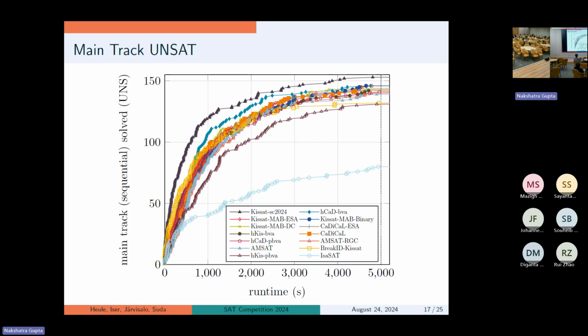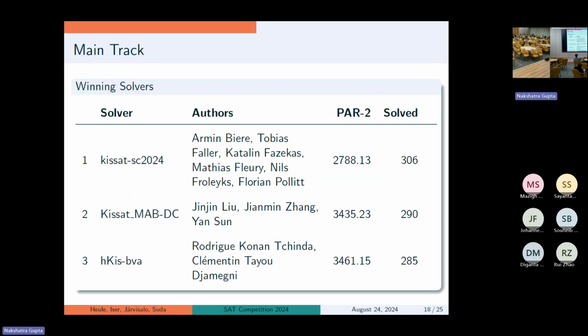Now for the final round of results. You might already guess who got the first place in the main track. The first place goes to Armin Biere and the others for Kissat SC 2024. Then on the second place Kissat MABDC by Jinjin Liu and the others, and HKIS BVA by Jinda and Jamengni on the third place. Congratulations to the winners of the main track.